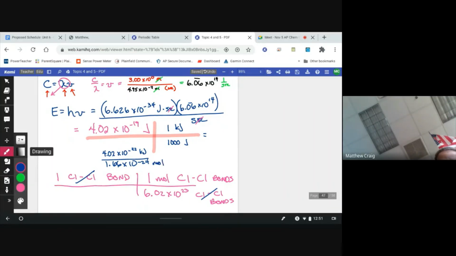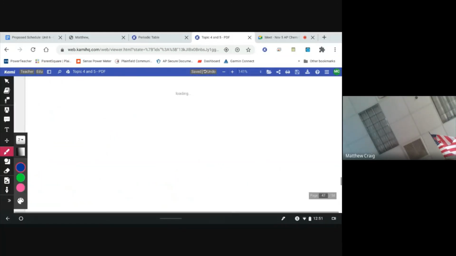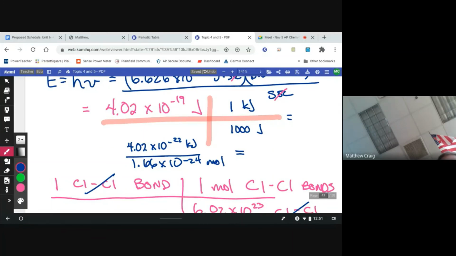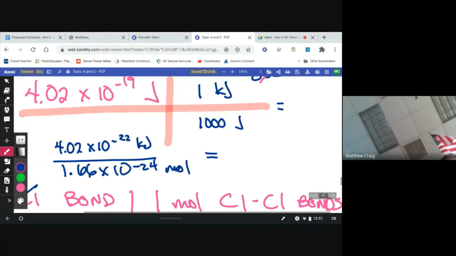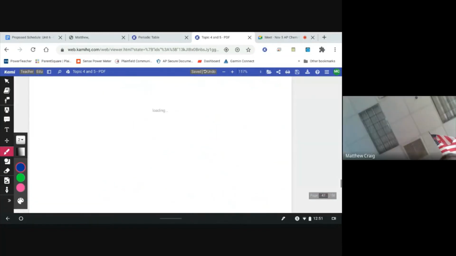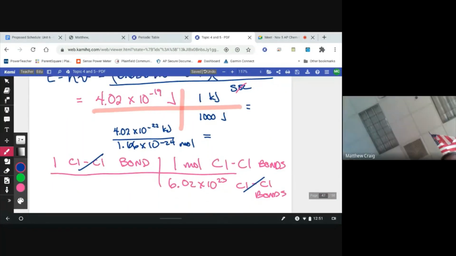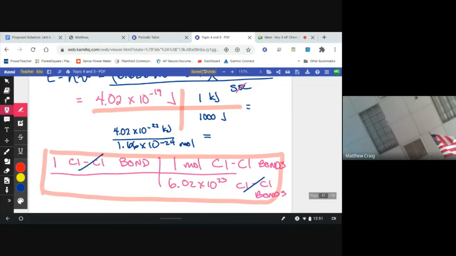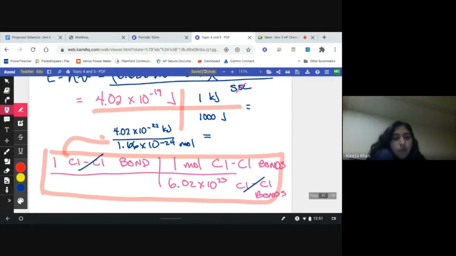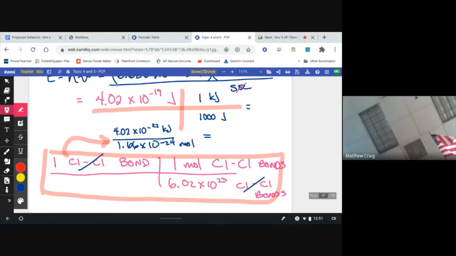Wait, how do you do that? How'd I get what? 1.66. Wait, you lost us. Where did the 1.66 times 10 to the negative 24 come from? Oh, I think it's when I took the inverse of Avogadro's number, 1 divided by Avogadro's number, so I can get mole. Remember, Avogadro's number is that many things per mole. Well, I need to get rid of that many things and flip mole so it's on top.